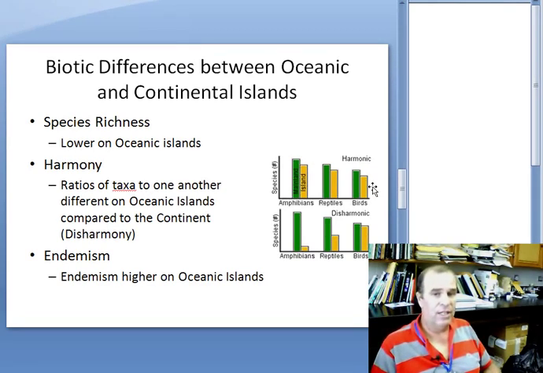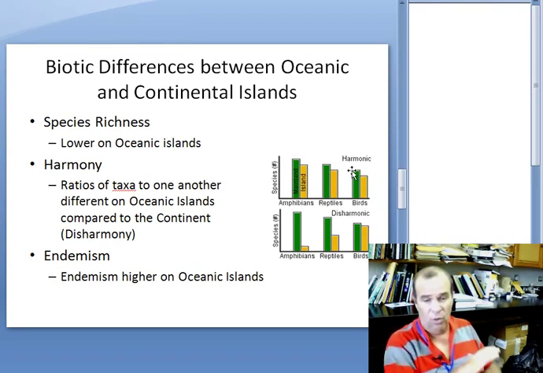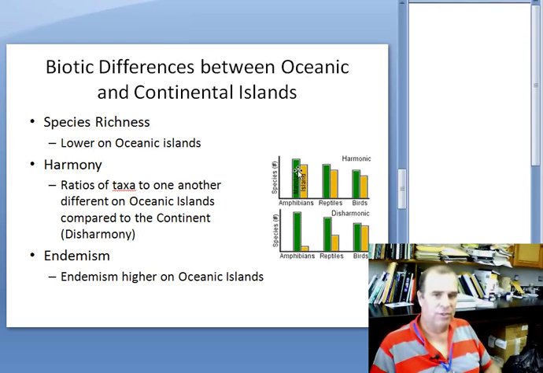In other words, the plants and animals on that island are still descendants of that continental biota which walked across, basically didn't have to disperse across water, and therefore the ratios of the different taxa are the same. The amphibians on these continental islands are still pretty much in the same ratio because they haven't all died out or anything. All right, and the third main biotic difference between oceanic and continental islands is endemism.